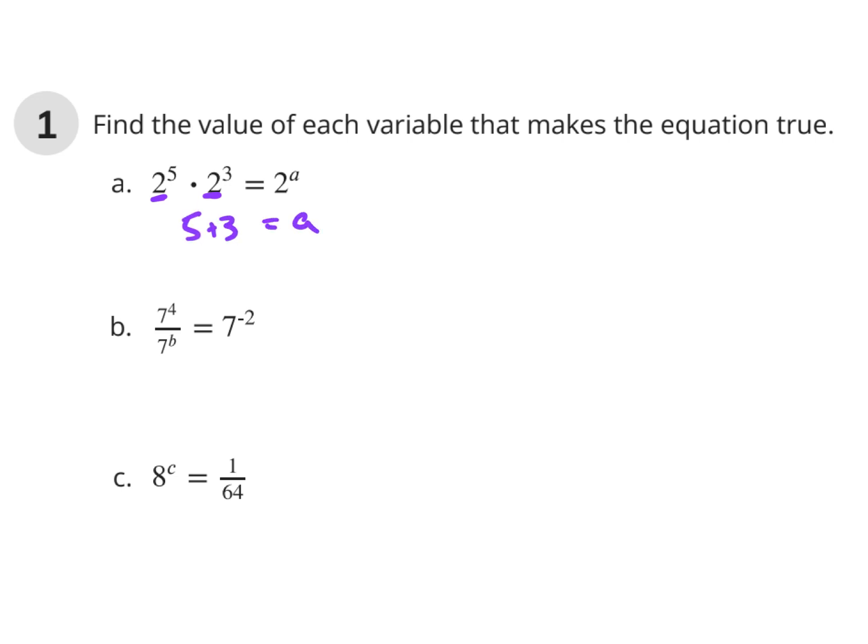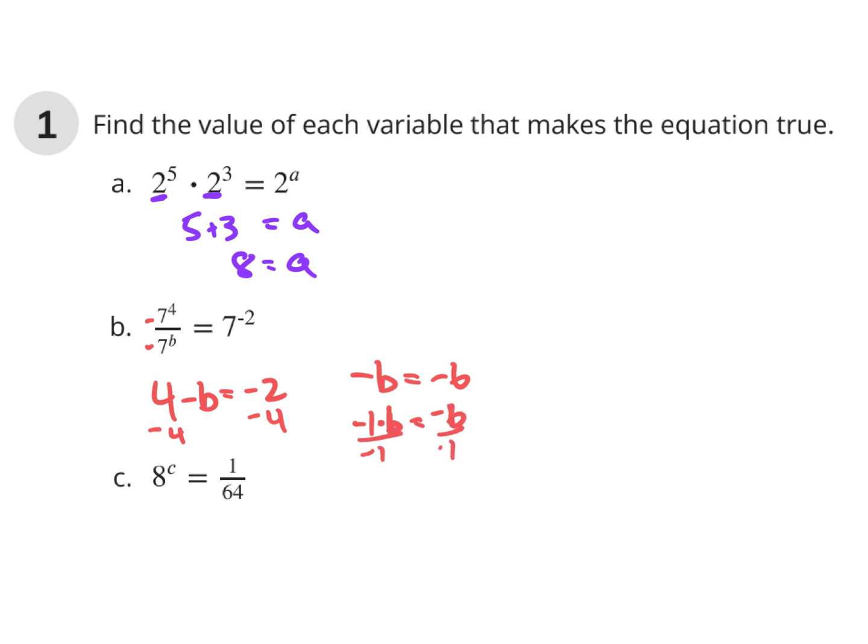Equals A, and 8 equals A. A is 8. When we divide the same base, subtract the exponents. 4 minus b equals -2. Subtract 4 on both sides. Negative b equals -6. We're subtracting. Now, this means -1 times b. So, in order to get rid of a -1, we divide by -1 on both sides. And b is equal to +6.